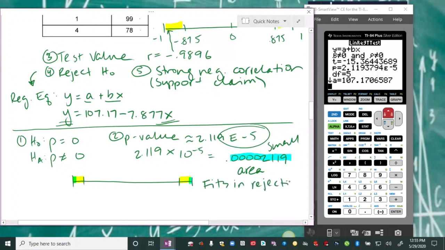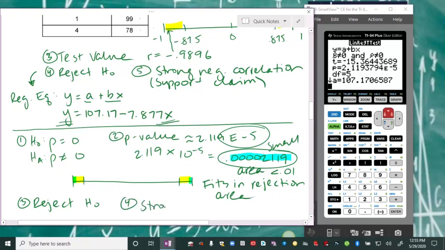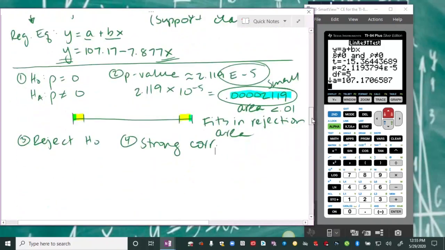Remember, these are areas in the rejection area because it's smaller than our alpha of 0.01. So our conclusion is the same. So I'm ready for step number 3. We reject the null hypothesis. And step number 4, we have a strong correlation. Okay, so we can do a p-value test, or we can test with the R's.